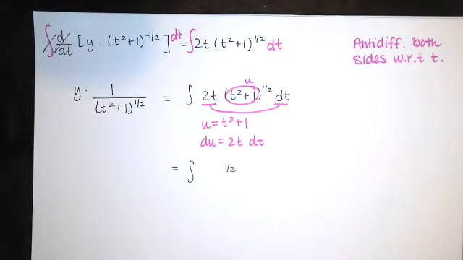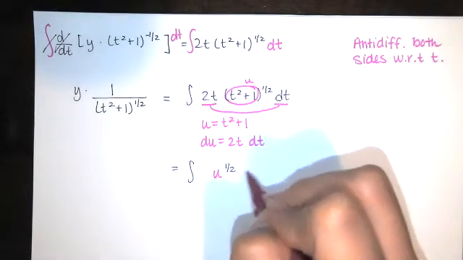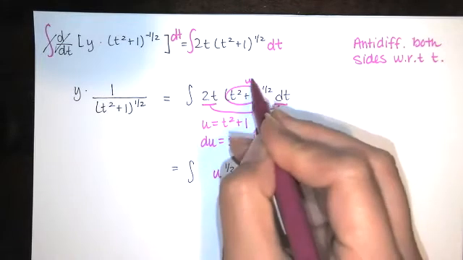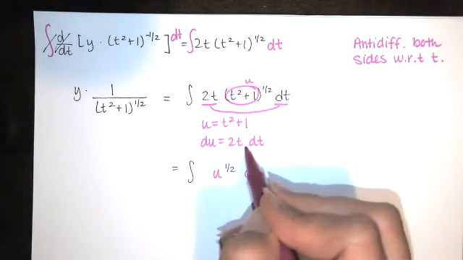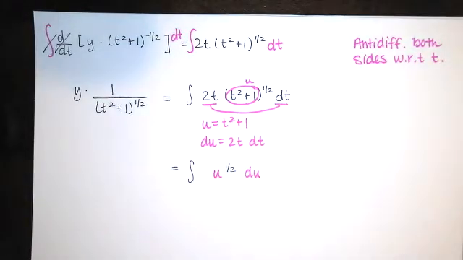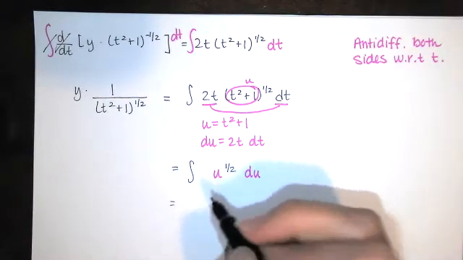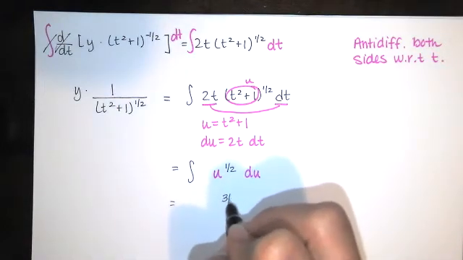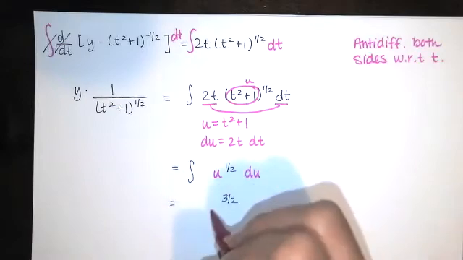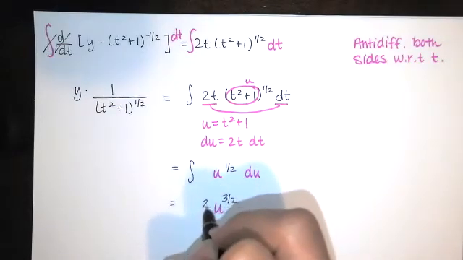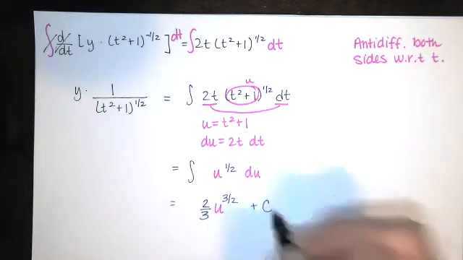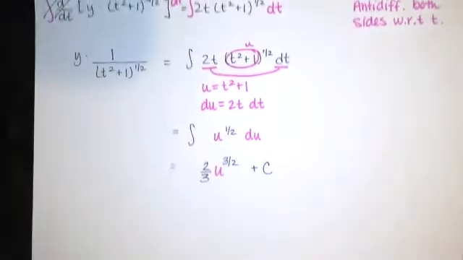Remember how u sub works. You want to write everything entirely in terms of u. That's u to the 1/2. 2t dt is the same as du, so we're replacing that with du. And now we say, do I have a rule for that? And we sure do. We just have the power rule. So you add 1 to the exponent, you divide by the new exponent. Dividing by 3/2 is multiplying by 2/3. Don't forget to add your constant of integration.